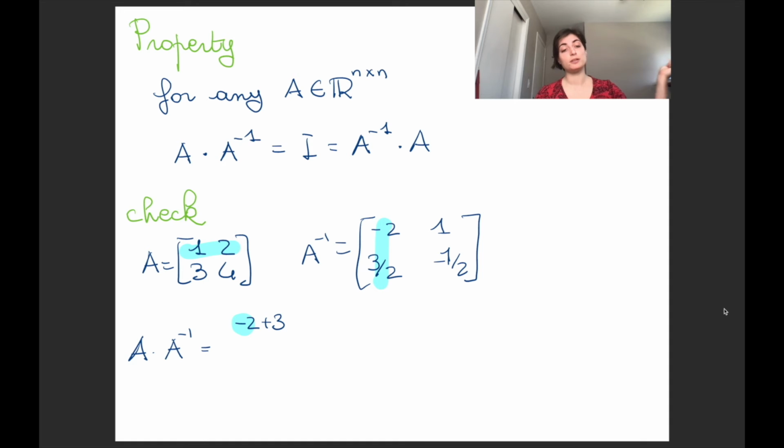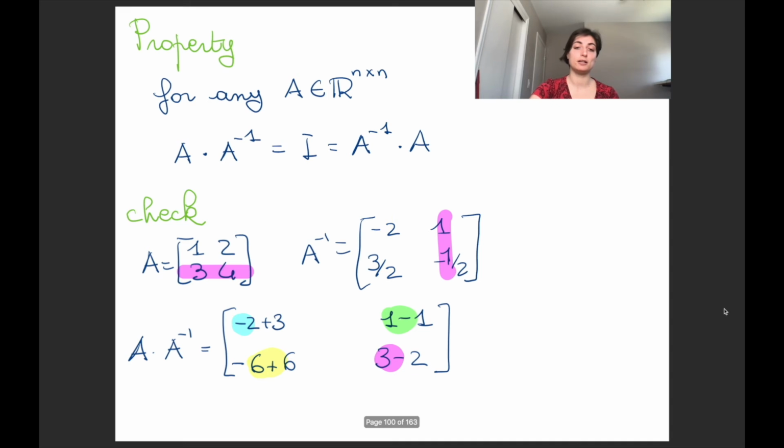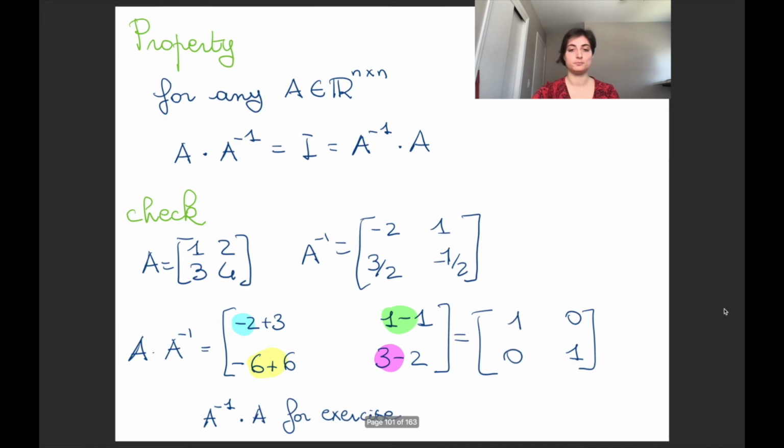So here we go. We take the first row of A and the first column of A^-1, and we solve this. Then the first row of A and the second column of A^-1. And we go on. The second row of A times the first column of A^-1, and the second row times the second column. And this is indeed the identity. I leave A^-1 times A as an exercise.